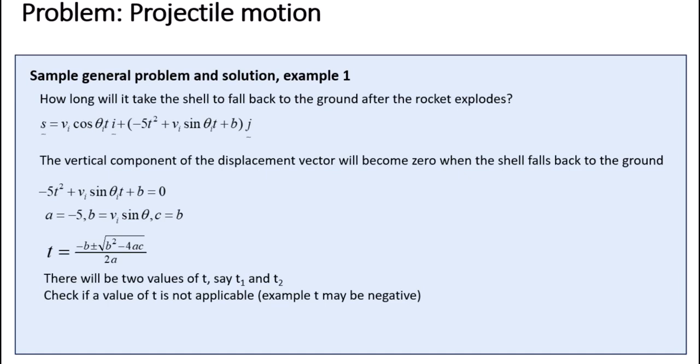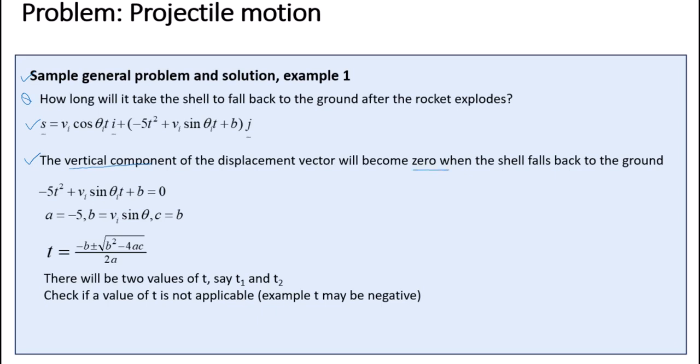So let's apply what we have learned so far to the kind of problem that you may get. So this is a sample general problem and the solution for that. Say, for example, typically a question could be, how long will it take for the shell to fall back to the ground after the rocket explodes? So we have to find the time t. From the previous sheet, we have the expression for the displacement as given by this. And we have to see that when it hits the ground, the vertical component of the displacement will become 0. So that's the key point over here.